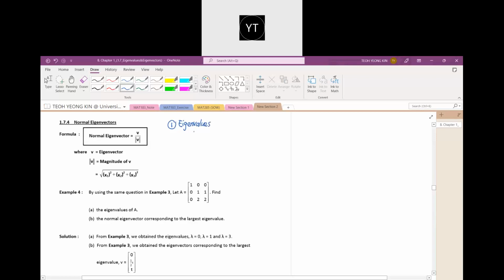After you find the eigenvalue, then you have to find the eigenvector and the magnitude of the eigenvector. Then we can find the normal eigenvector.